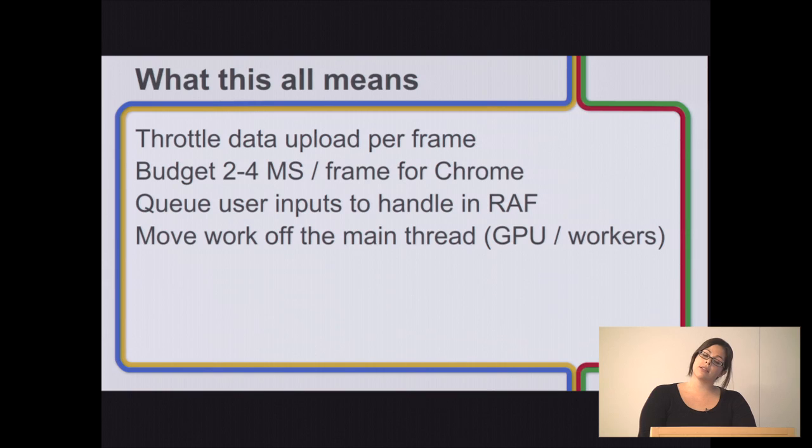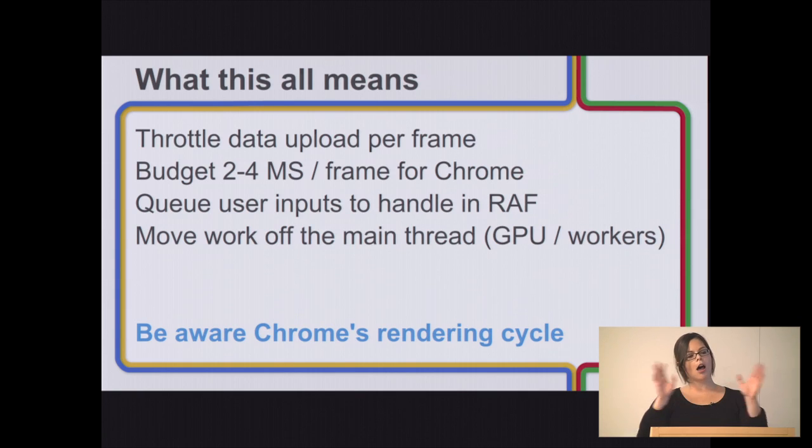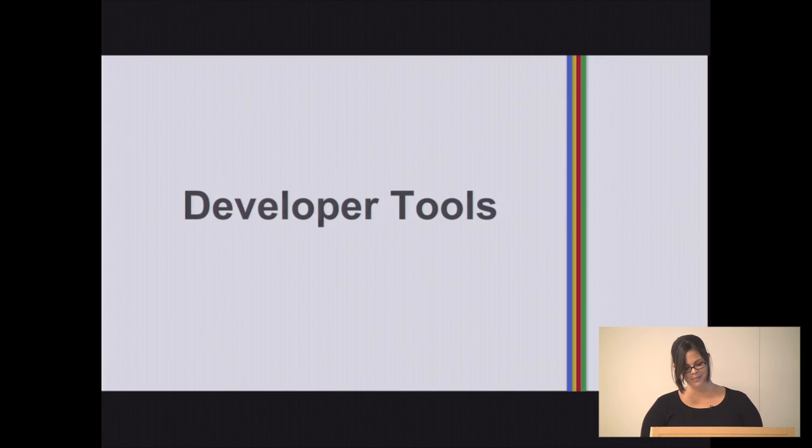And then if you're concerned about input latency, if that's a big deal for you, then the best thing you can do there is move work off your main thread. Move it to the GPU, move it to web workers, whatever. Just know that the input is blocked or queued while the main thread is busy, and that's just going to imply some input latency for you. So in general, all this amounts to being aware of what Chrome is doing and how you fit inside it, and trying to work with that.